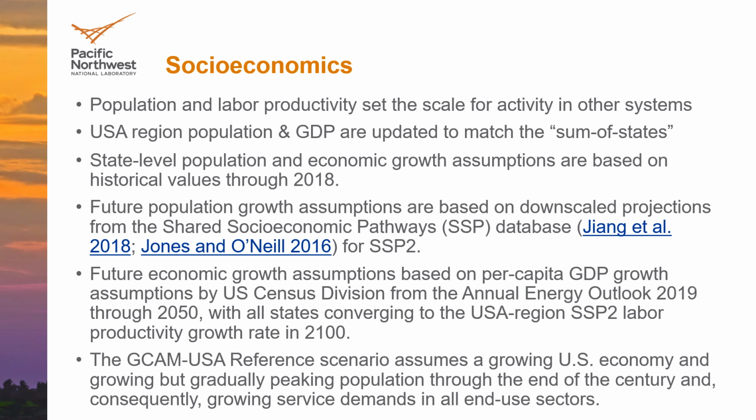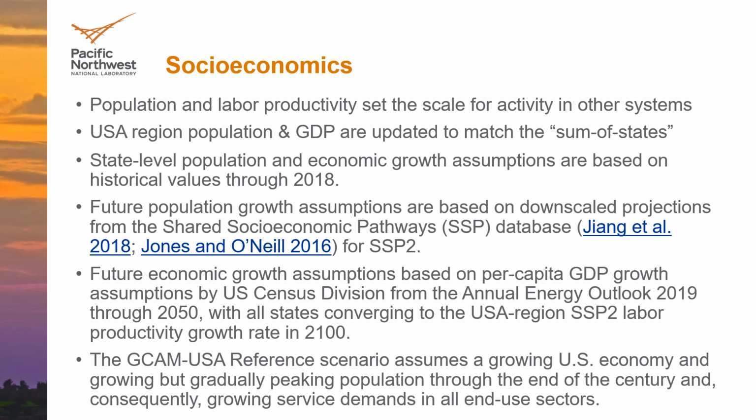Future changes in population and labor productivity, or gross domestic product, are specified exogenously in GCAM and set the scale for activity in the energy and land systems. GCAM-USA includes state-specific population and labor productivity growth pathways. National population and GDP are updated to match the sum of states assumptions.